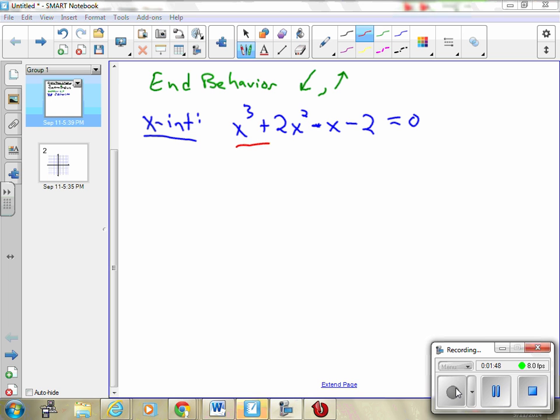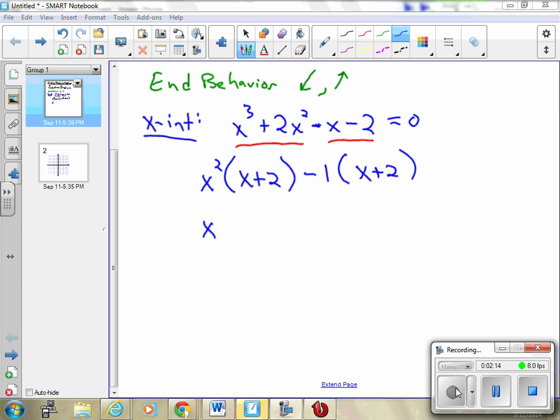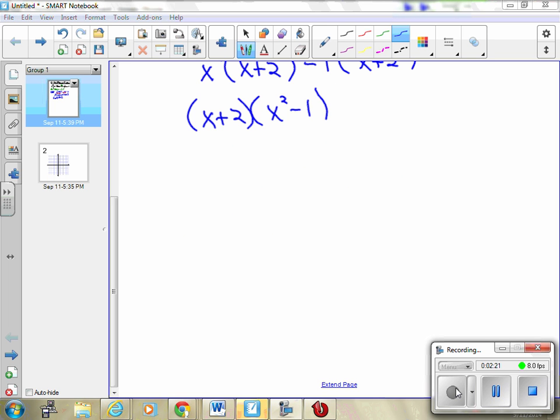This one works out as a grouping, just like a couple of the ones we did in the previous video. So out of that first term, hopefully you're getting the hang of this by now. You can pause the video and try this if you want, and then resume. Take out an x squared, leaving an x plus 2. In the second one, so that I also get an x plus 2 in the parentheses, I'm going to take out a negative 1. And since both terms have x plus 2, I'm going to factor x plus 2 out of both of those terms, leaving me x squared minus 1.